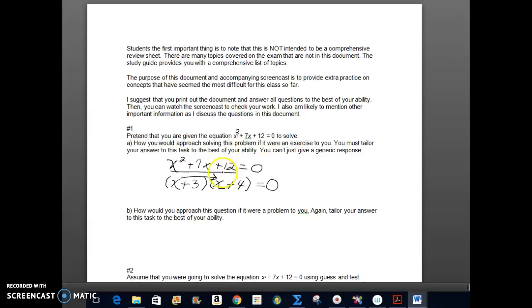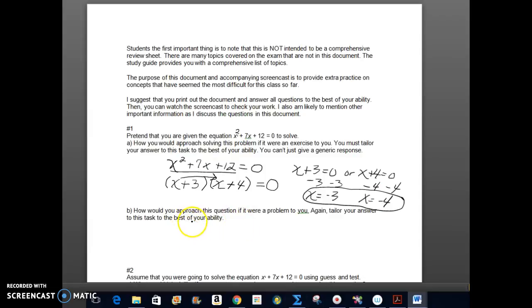All right? If it's an exercise, you're going to keep going here, and you're going to say, hey, x plus 3 equals 0, or x plus 4 equals 0. And you're going to solve those equations, and you're going to get negative 3 and negative 4. So if it's an exercise, you know how to do it. You don't have to figure out a method. You just get the answer. Okay? All right, next up, and for some of you maybe it actually is a problem.